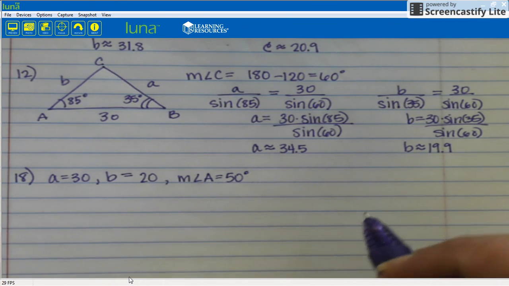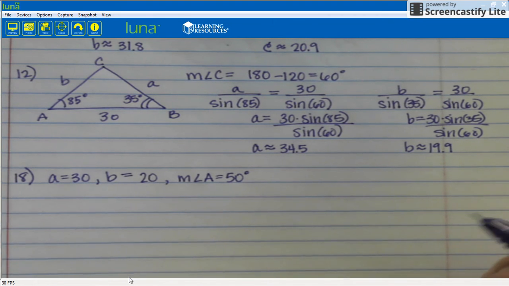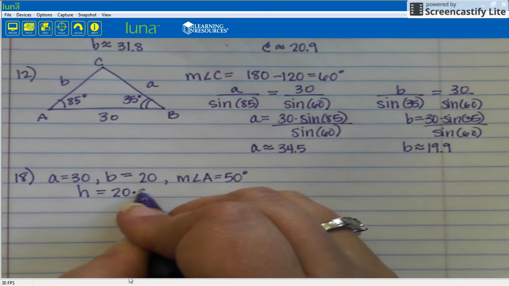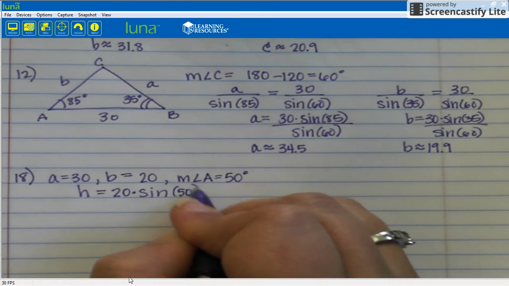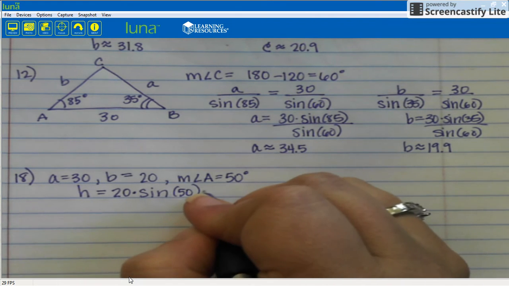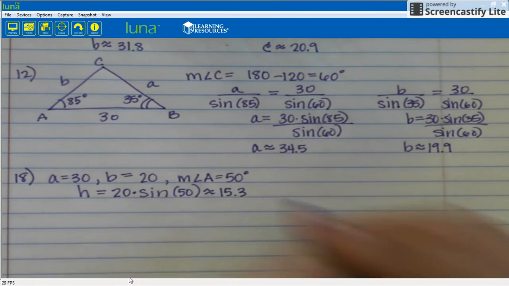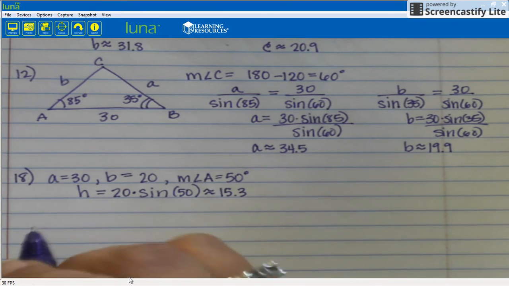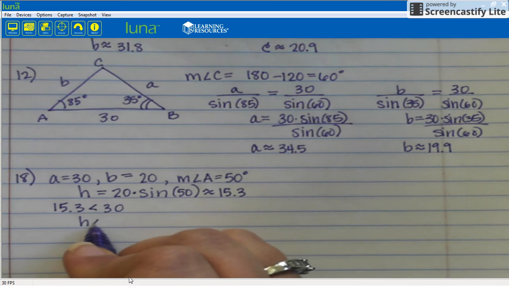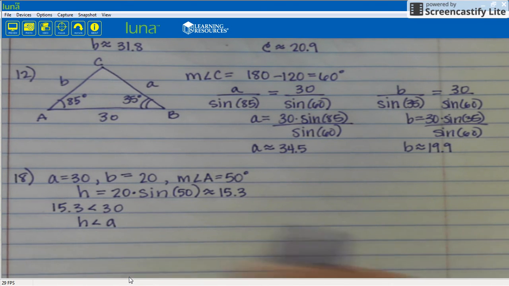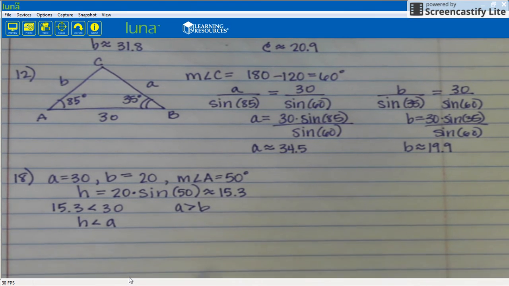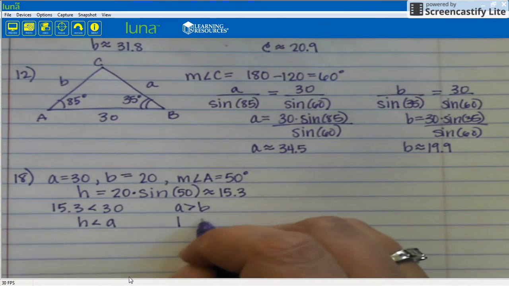So you decide, is my angle A acute? And if it is, then I need to compare. So I find my height, and I have 20 times the sine of 50. So my height is going to be about 15.3. So at the moment, I have 15.3 is less than 30, so I have h is less than a. But I have my a is greater than my b. So when that happens, that means I have exactly one triangle.